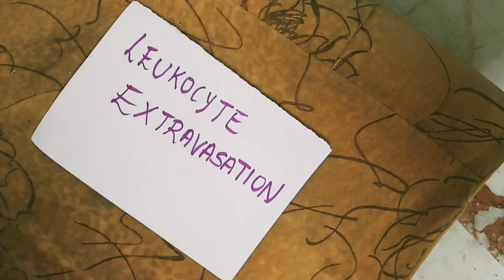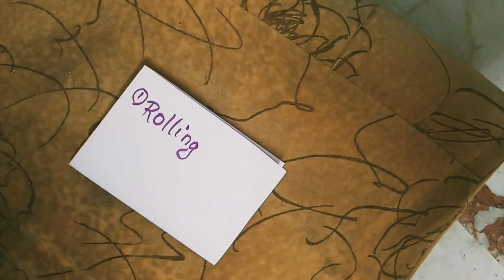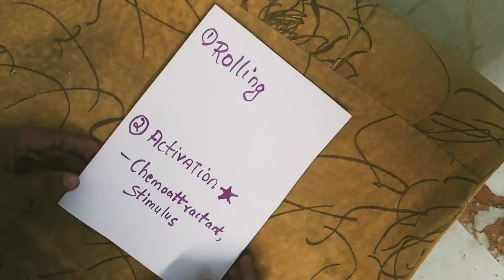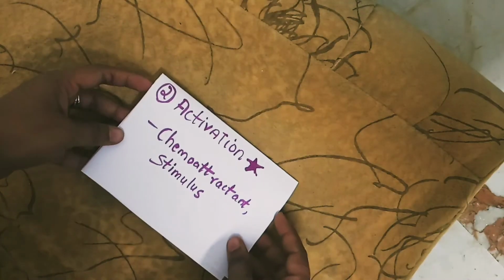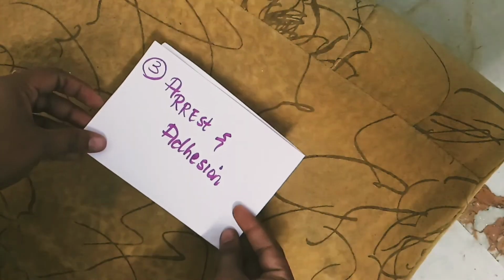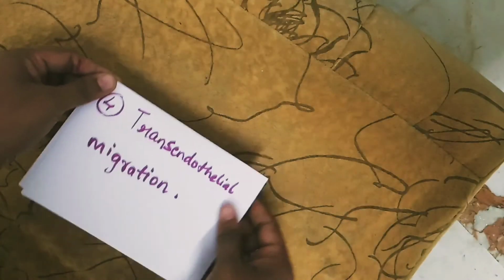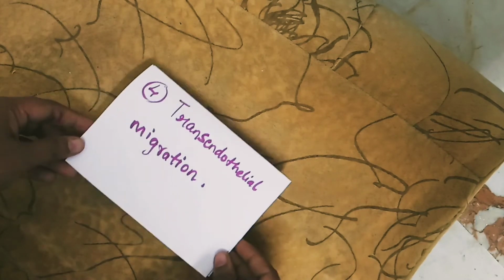This leukocyte extravasation process is divided into four main steps. The first step is rolling, followed by activation, which is by chemoattractants or by a stimulus, which is then followed by arrest and adhesion of these neutrophils. And the last step is the transendothelial migration of the neutrophils into the endothelial cells.